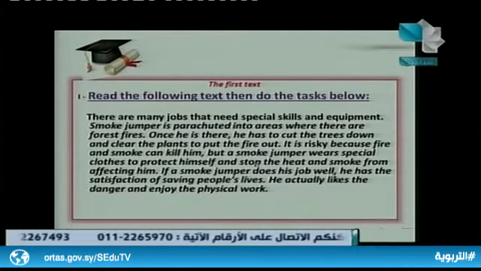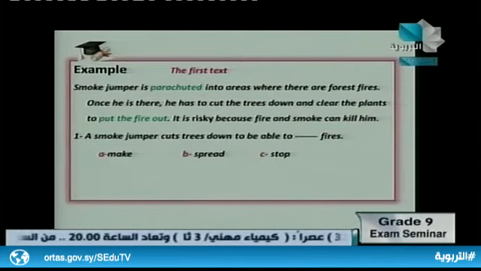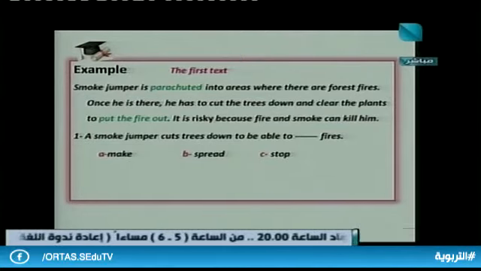Yeah, thanks a lot. Now, let's begin to do the first task, which is to choose. Of course, this text is from your book, that's why I read it fast. You can have it in the book. The first question: A smoke jumper cuts trees down to be able to, and here we are going to choose from these choices: A, make, or stop, or spread fires.